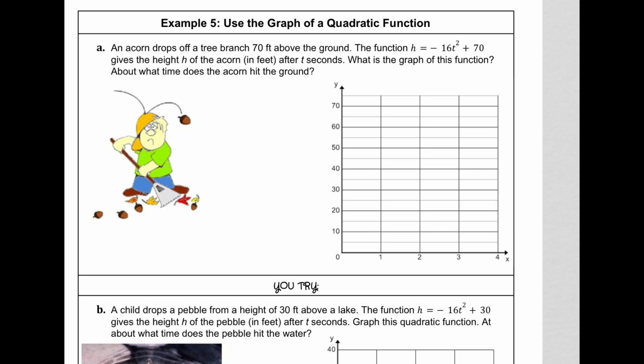The function h equals negative 16t squared plus 70 gives the height of the acorn in feet after t seconds. What is the graph of this function? About what time does the acorn hit the ground?